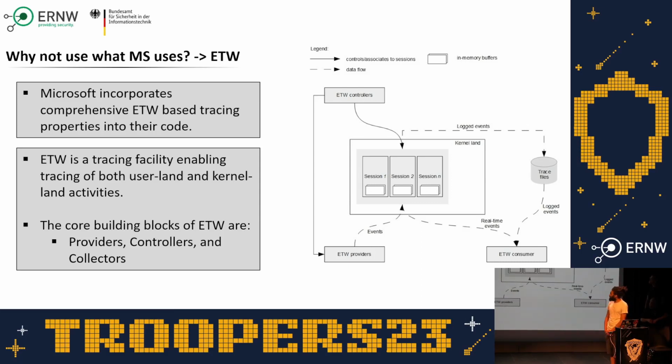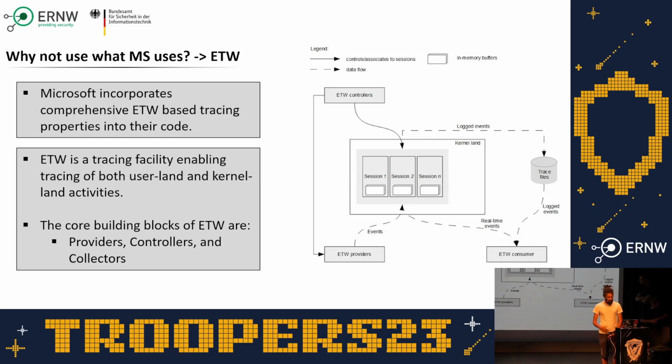As Max already said, we decided to use the ETW framework to collect the transmitted ETW data which the telemetry sends. For those of you who do not know what ETW is, it is the tracing facility embedded in the Windows operating system, which enables you to track and trace activities in user land and kernel land components. From an operational perspective, the ETW tracing facility consists of three main components: the providers, the controllers, and the collectors.